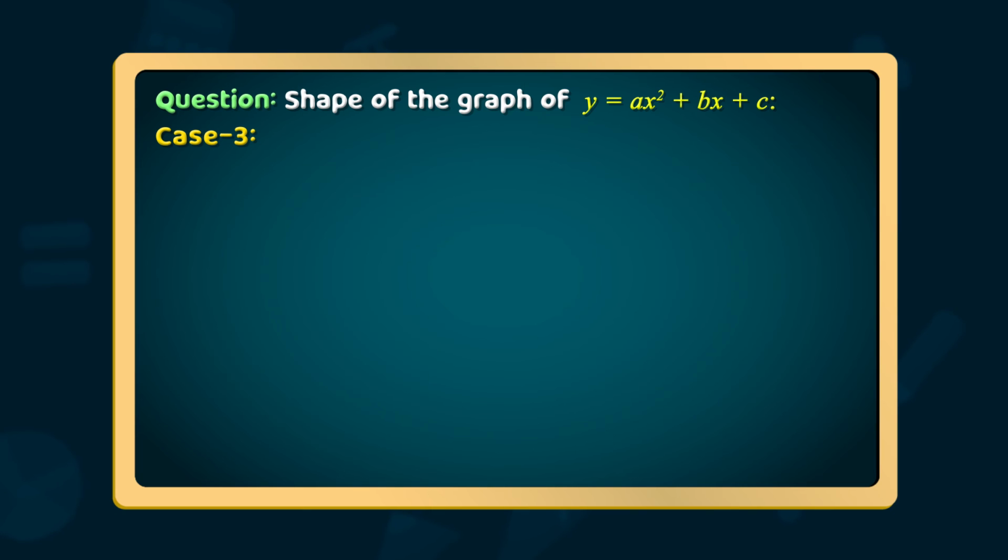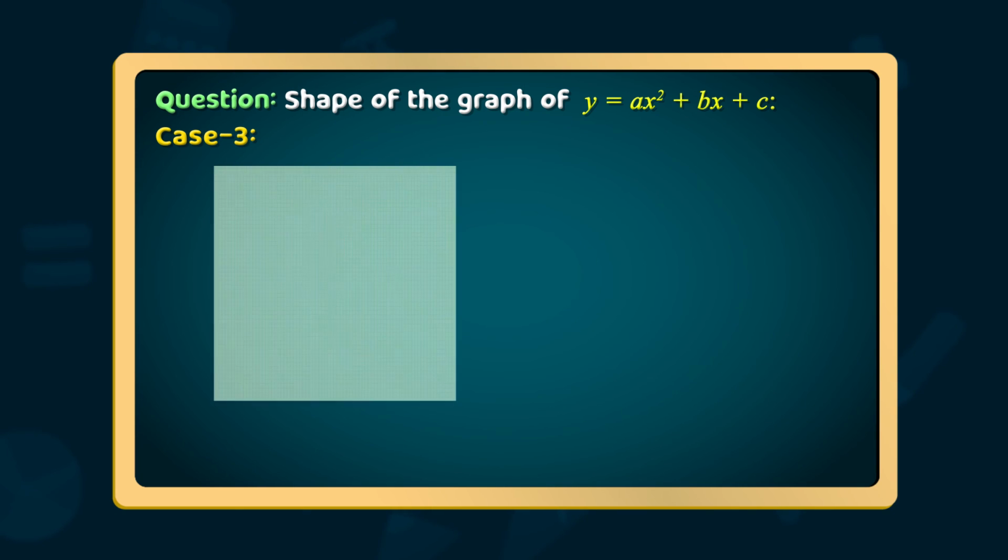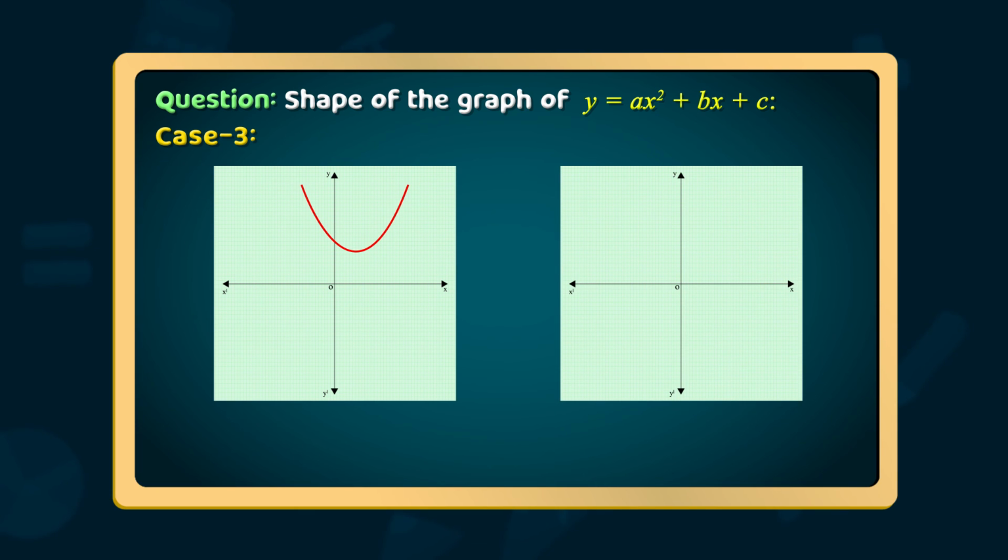Now move to case 3. Take the coordinate axis. The curve of y equal to f of x is like this. Second one. Take the coordinate axis. The curve of y equal to f of x is like this. In the first one the condition is a is greater than 0. In the second diagram the condition is a is less than 0.